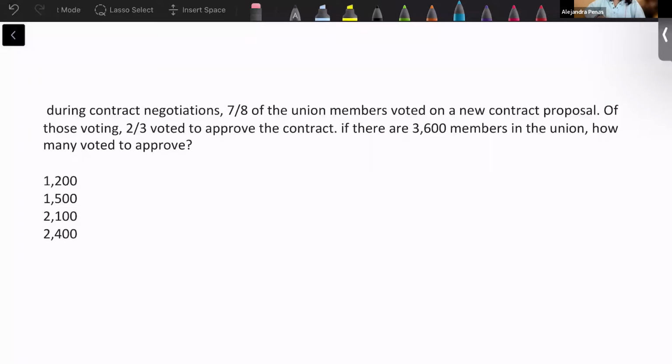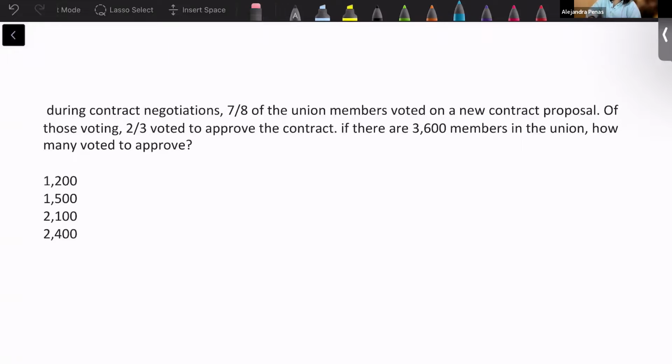During contract negotiations, 7/8 of the union members voted for a new contract proposal. Of those voting, 2/3 voted to approve the contract. If there are 3,600 members in the union, how many voted to approve?